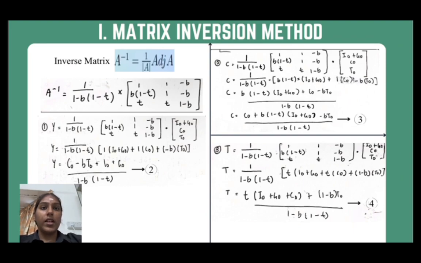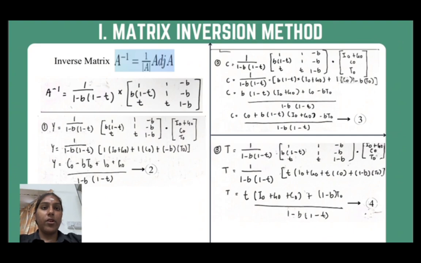As you can see on the left side of the slide, we substitute our specific values into this formula, our determinant, which is (1 minus b) times (1 minus t). We place that as the denominator outside of our 3 by 3 adjoint matrix. This gives us a complete expression for A inverse, which is the fundamental tool we need to solve for our unknown variables: income Y, consumption C, and T.